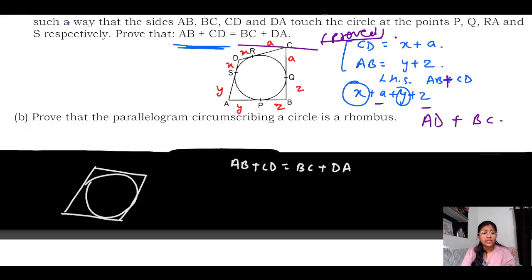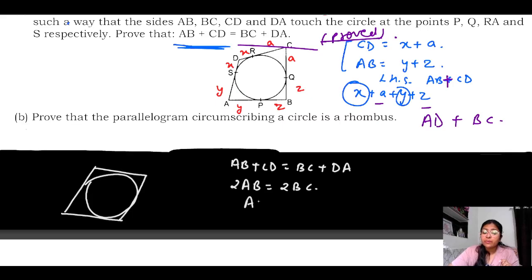This is used in section A, and in this question also we are going to prove this. This is a parallelogram. Okay, what is the property of the parallelogram? Yes, the opposite sides are equal. So AB is equal to CD, so we can write twice of AB. Very good. BC is equal to DA, so we can write twice of BC.